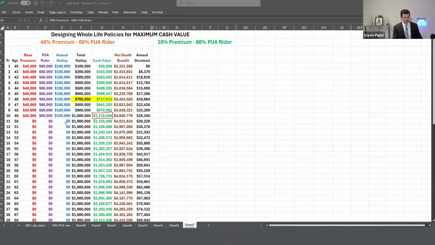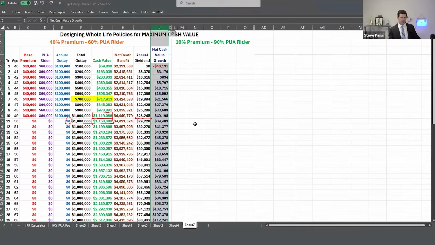You pay zero in year 11, and your cash value is $1,158,000. How much did it grow by? Did it grow by 29 grand, which is what the dividend column shows? No. It grew by $39,000.